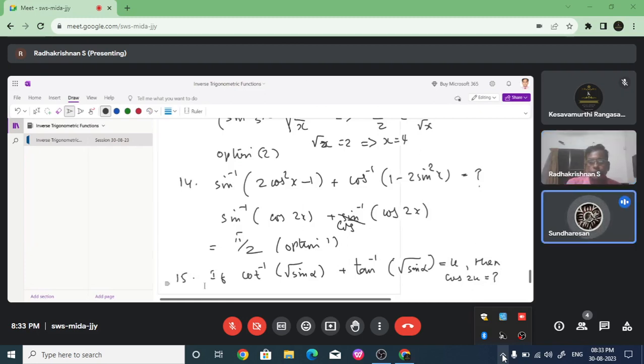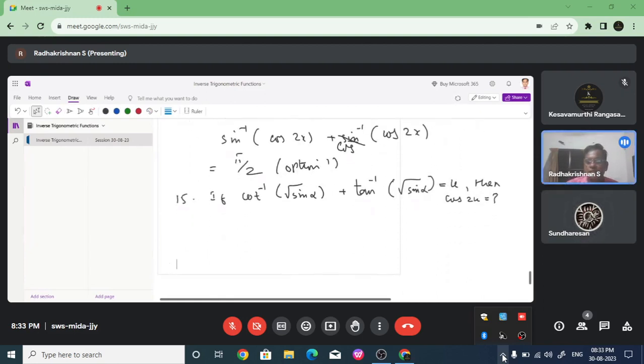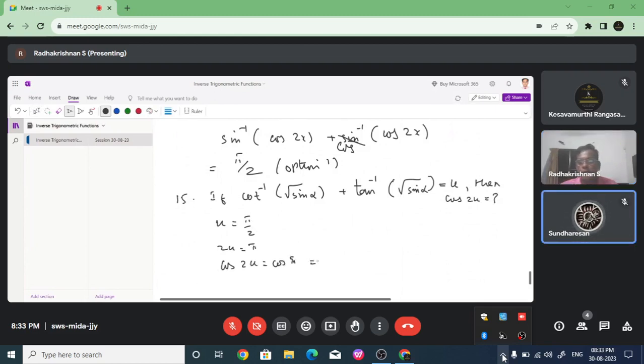So how did you do? Sir, cot inverse x plus tan inverse x equal to pi by 2, sir. Very good. So cot inverse of anything plus tan inverse of the same thing is pi by 2. Therefore u equal to pi by 2. 2u equal to pi. Cos 2u equal to cos pi. Cos pi equal to -1. Right. Very good.